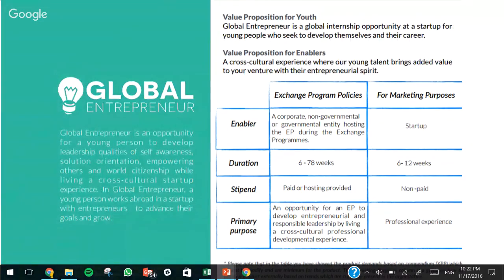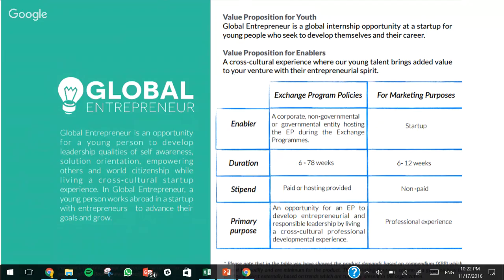On to Global Entrepreneur, right? Emprendedor Global. This is a very similar one, but it's also just as similar to Global Volunteers, so it's kind of like the connection between the two products. It's a short-term global internship opportunity for a young person to see how it works and develop themselves through that, so they can use those skills to become an entrepreneur in some aspect later in life. Again, it's also a cross-cultural experience.